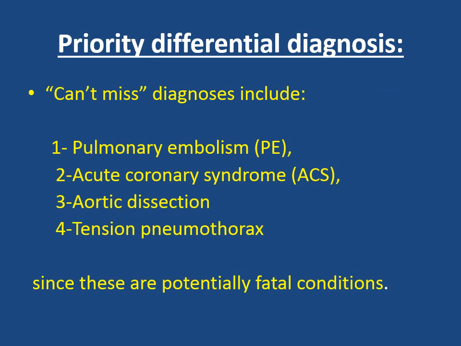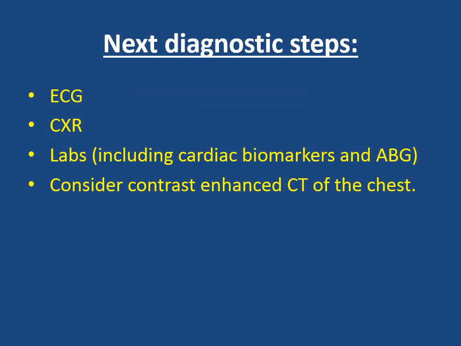Priority differential diagnoses, or the can't-miss diagnoses, include pulmonary embolism, acute coronary syndrome, aortic dissection, and tension pneumothorax, since these are potentially fatal conditions. The next diagnostic steps include ECG, chest X-ray, and labs including cardiac biomarkers and arterial blood gases, and we should consider contrast-enhanced CT of the chest.